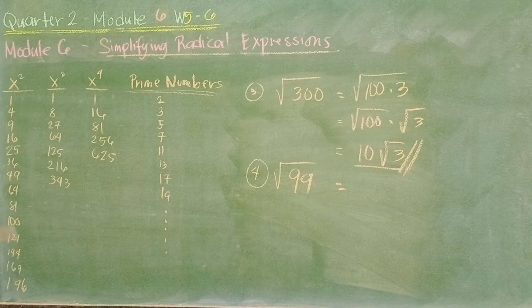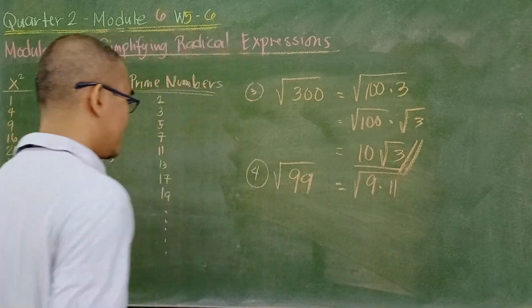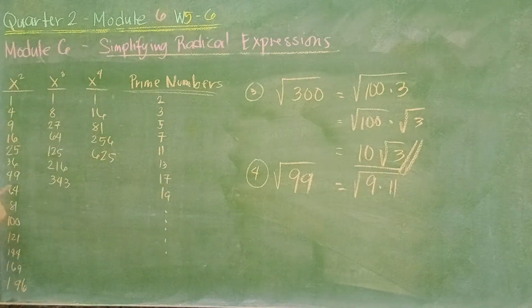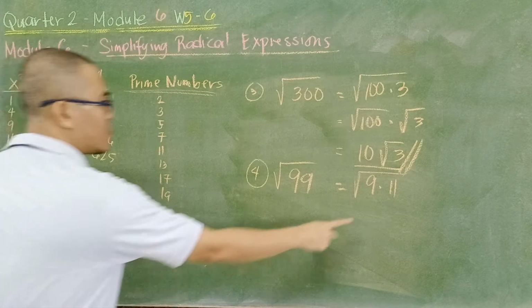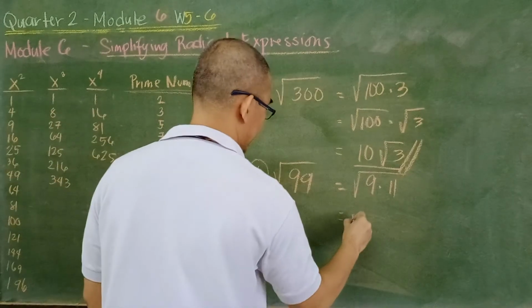Now for 99, ang gagamitin kong factors ay yung 9 times 11. Tama? Yung isa, perfect square. Yung isa, prime number. So you have 9 times 11, that is 99. Now, pwede ko na paghiwalayin.